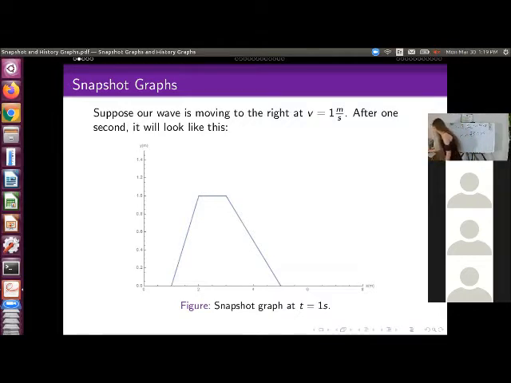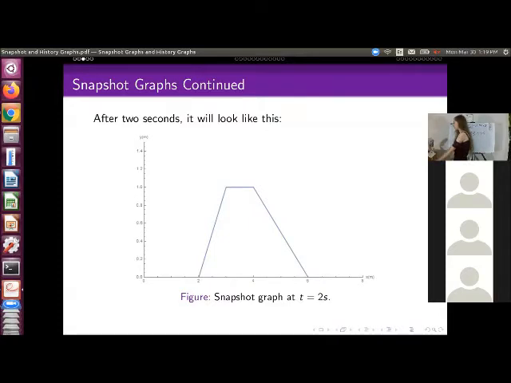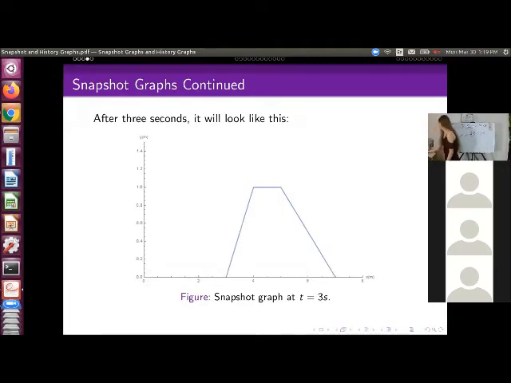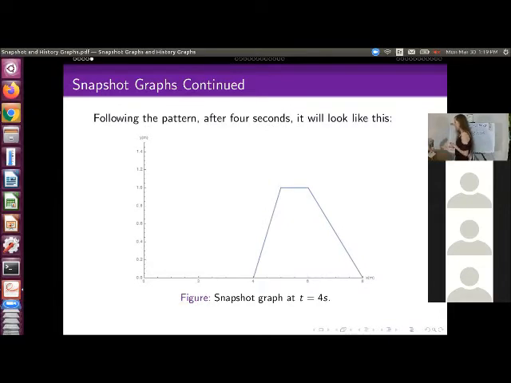So after 2 seconds, one end moves over by 1 meter and the other end moves over by a meter also, and everything in between moves over by 1 meter. So our graph just translated by 1 meter. After 3 seconds, the same thing. After 4 seconds, the same thing. So we're just moving everything over by 1 meter each second. If we had looked at a half second, everything would have shifted over by half a meter. But since we're looking at whole seconds, everything's shifted over by a meter.